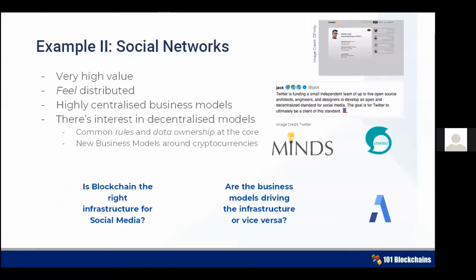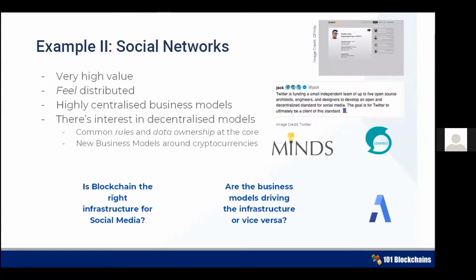Facebook is currently valued at $500 billion US. These applications also feel very distributed because all interactions are peer-to-peer. But we are all painfully aware that they are in reality highly centralized, with business models focused on selling people's data for advertising. So it's no surprise that there's a lot of interest in distributed models.